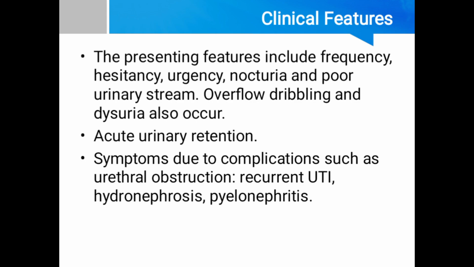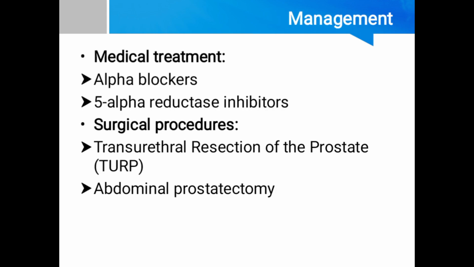Clinical features: the presenting features include frequency of urination, hesitancy, urgency, nocturia, and poor urinary stream. Maybe there is overflow dribbling, and dysuria also occurs. Observe why this occurs. As we said, there is acute urinary retention, with symptoms due to complications such as urethral obstruction. There is recurrent UTI, maybe hydronephrosis or even pyelonephritis.